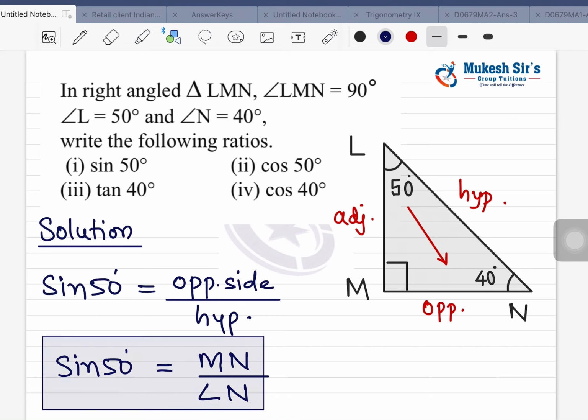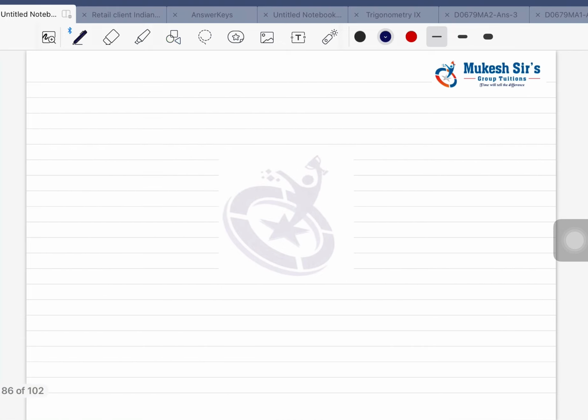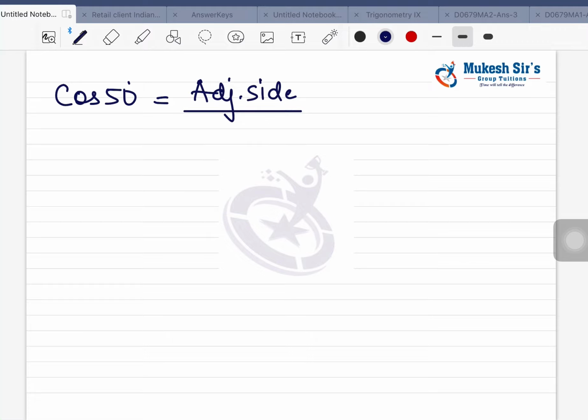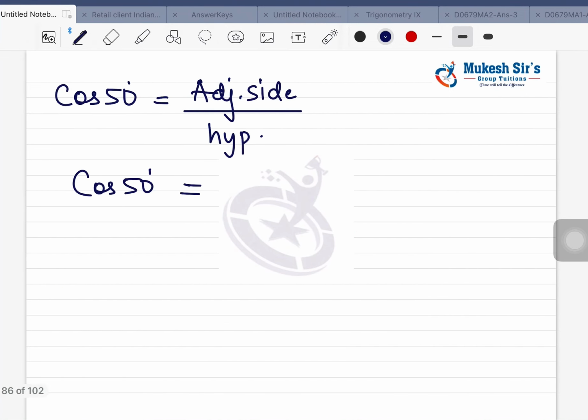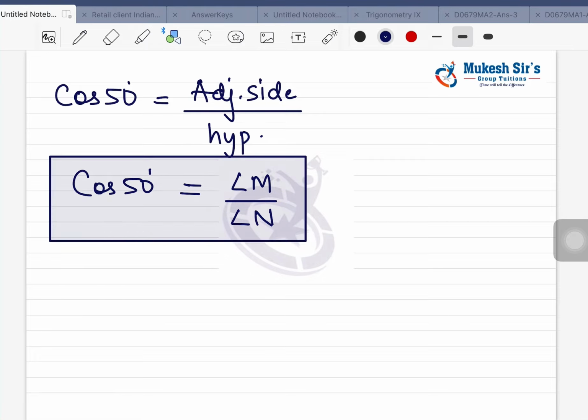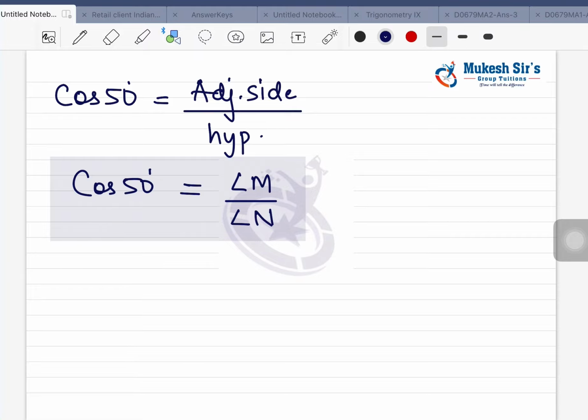Then you want cos 50. Cos 50 is adjacent side upon hypotenuse. So cos 50 will be equal to the adjacent side of 50 upon the hypotenuse. So cos 50 degrees will be equal to, the adjacent side is LM, upon the hypotenuse LN. That's the second answer. Clear to all?